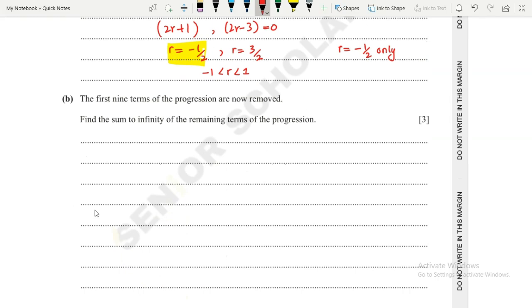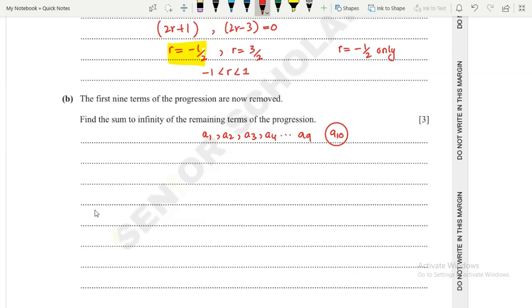Part B says the first 9 terms of the progression are now removed. So what they have done is that they have removed A1, A2, A3, A4 up until A9. These all terms are removed. So now A10 will become the first term of the new progression. So find the sum to infinity of the remaining terms of the progression, from A10 onwards. So first of all, we will find the A.